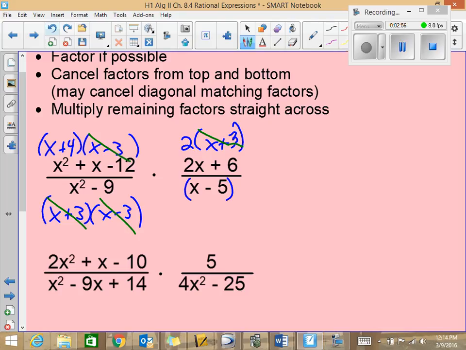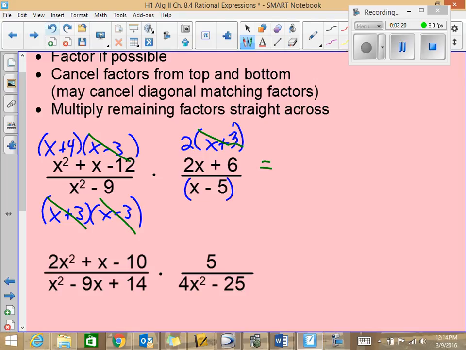Wait, so same with like on the right side too. Yeah, so like this cancels out with this. So anywhere, top or bottom. But the 2 would still be there. The 2 will still be there. Polly, do you have a question? So it doesn't matter which side of the multiplication sign. Right. It's just anywhere on the top cancels out with anything on the bottom.